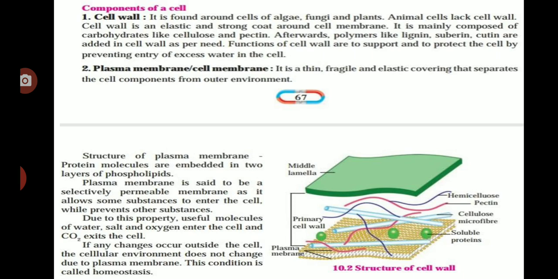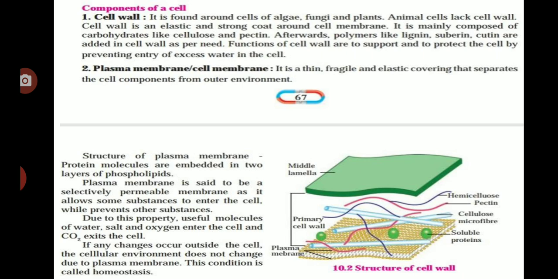Okay. So next, the components of a cell. The first and most important component is the cell wall. It is found around the cells of algae, fungi and plants. Okay, that is, it is only found in plants. The cell wall is an outer protective layer. The main functions of the cell wall are to provide structure, support and protection for the cell.